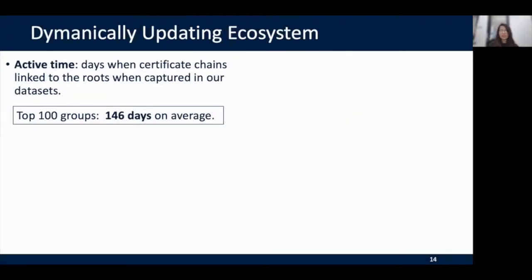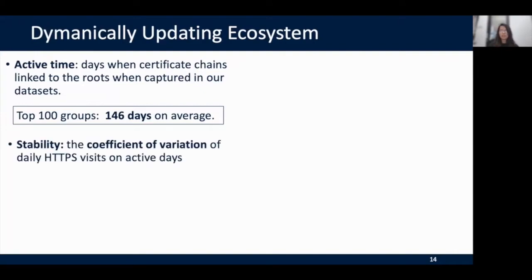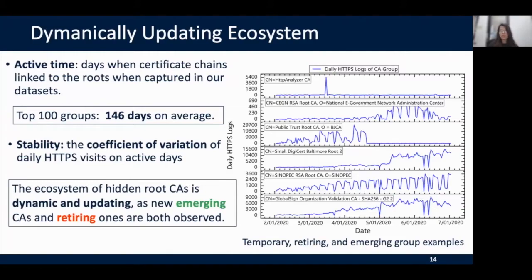We define the active time of a group as the number of days when their roots were captured in our dataset, and further quantify their stability. Interestingly, we find the ecosystem is dynamic and updating. That is, we observed both newly emerging hidden roots and returning ones. The figure shows typical examples we found from the top 100 groups. The red box circles the retired groups. The traffic dropped to 0 at the end of our observation period.